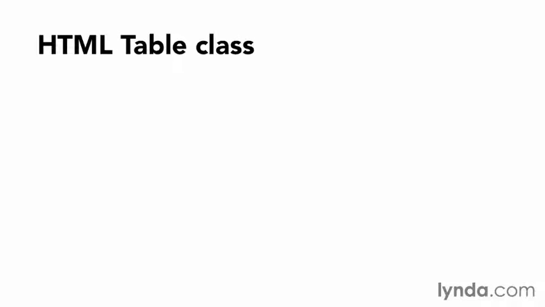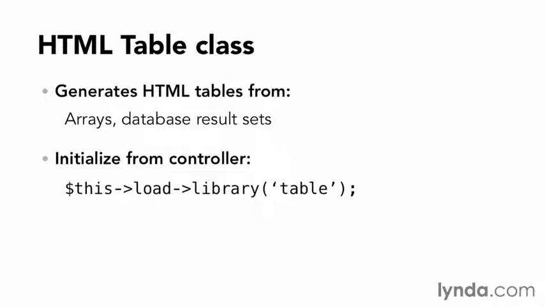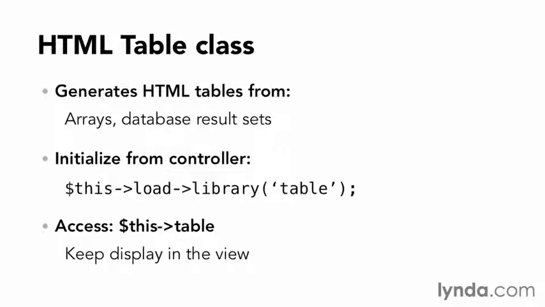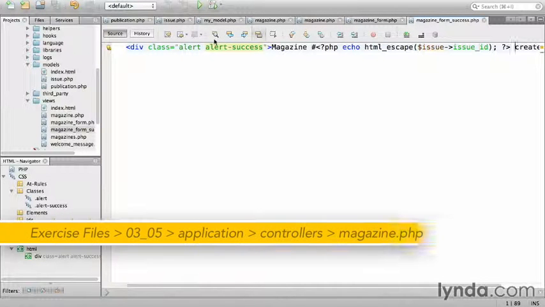The HTML class generates HTML tables from arrays or database result sets. The table class is initialized in the controller using this load library table. Once it's loaded, it can be accessed using this table. While I can technically call the library class from within the controller, it's best practice to keep display in the view. Going back to the IDE, I'm going to take a look again at the magazine controller index method.